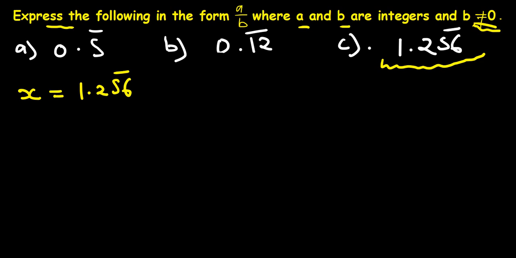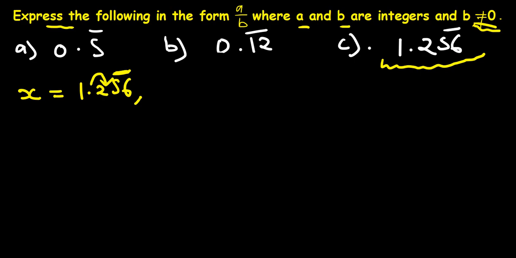1.256, and then we have a bar there. We notice that this bar here is not immediately after the point. So what are we going to do? We are going to make this number have the repeating part immediately after the point. We are going to multiply this number by 10. Why are we multiplying by 10? Because we are moving this point one place to the right.